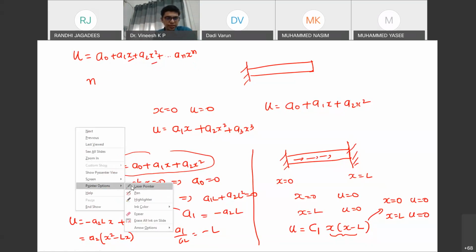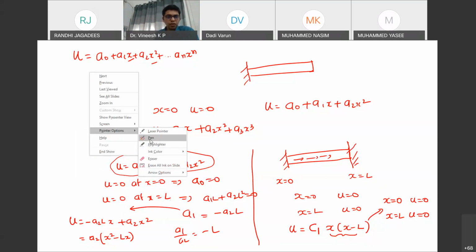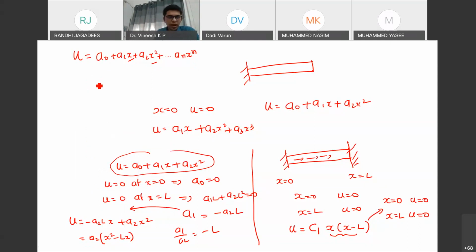So what is the problem if I skip it? Suppose in the previous problem, I just assume an expression u is equal to a4 into x raised to 4. What is the problem if I take this expression? Can you just comment on it? If I take an expression a4 into x raised to 4 in the previous problem, what is the problem?